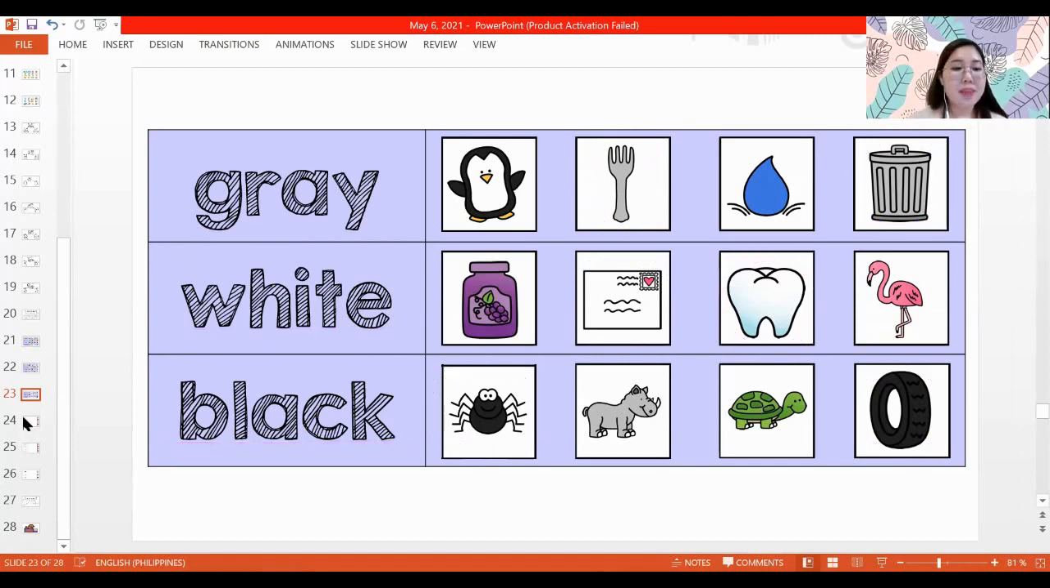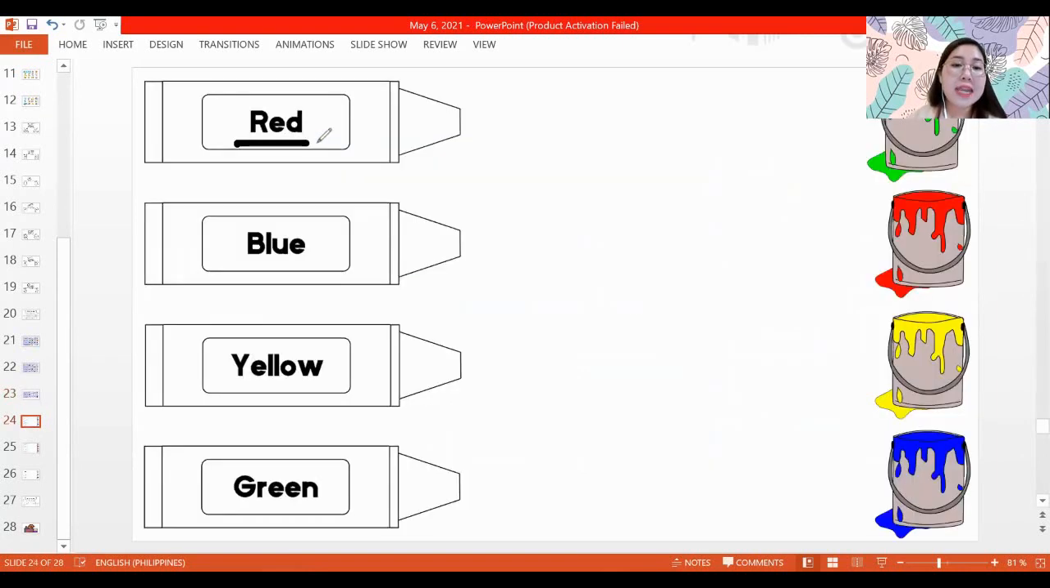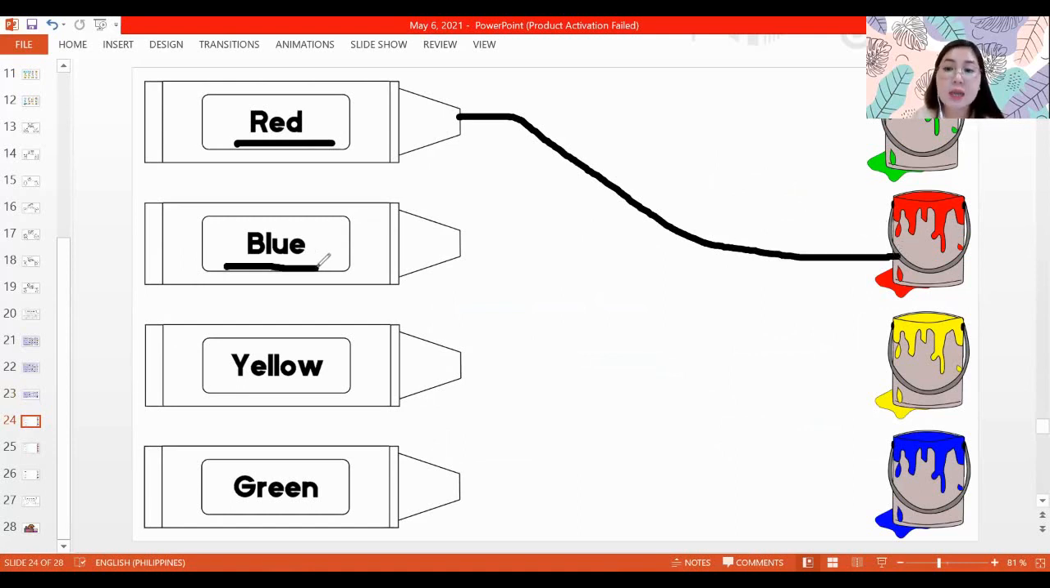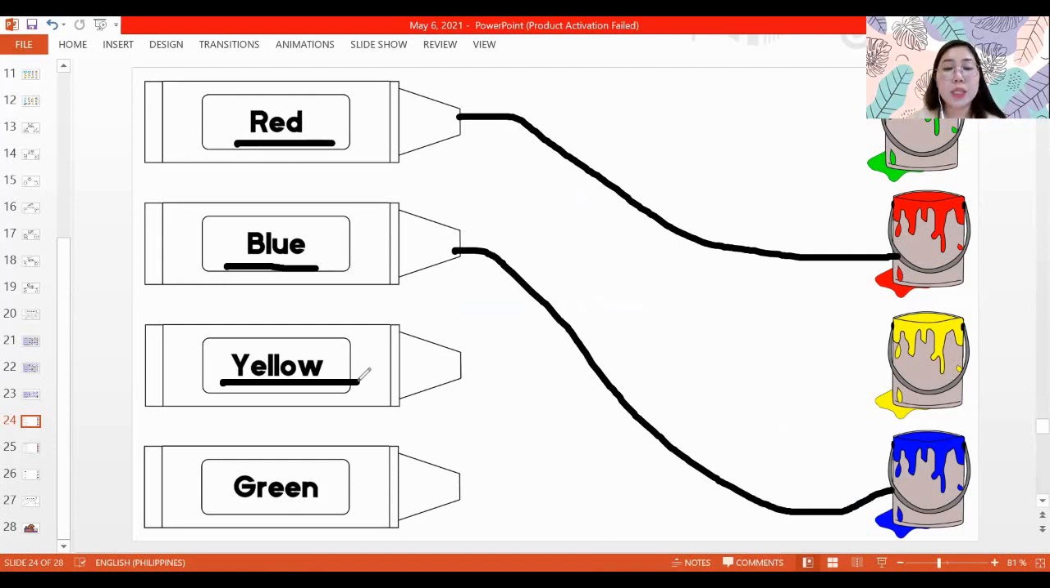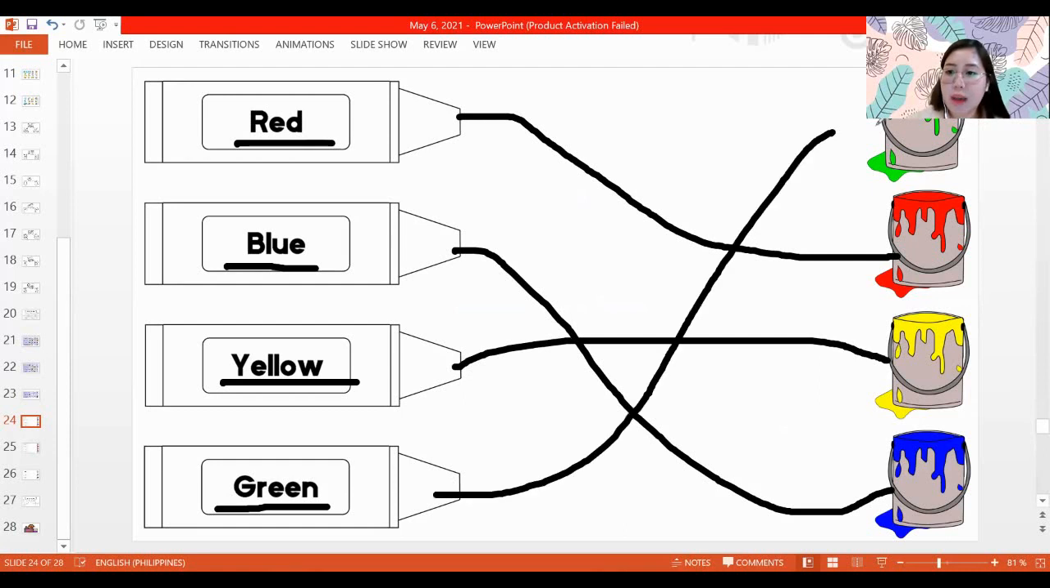Now let's matchy match. Okay, let's read. Remember, R-E-D reads red. So let's draw a line to the red paint. B-L-U-E reads blue. So let's draw a line to the color blue. This one, Y-E-L-L-O-W is yellow. Here we go. G-R-E-E-N, that is green. So up it goes. All done with this one.